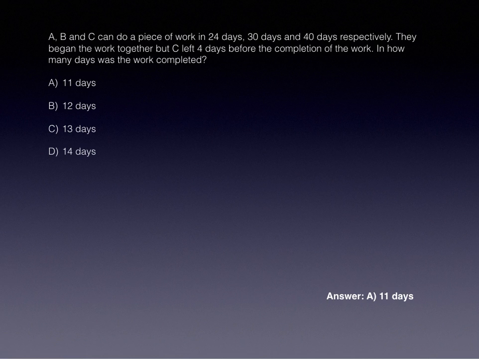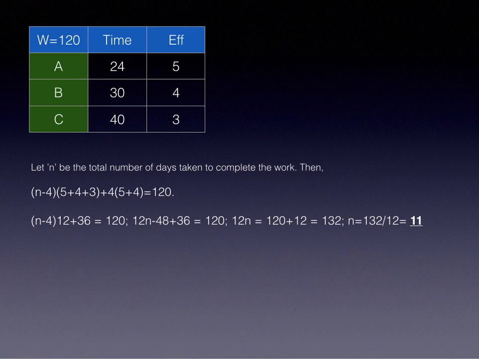A, B, C can do a piece of work in 24, 30 and 40 days. They began the work together, but C left 4 days before the completion of the work. In how many days was the work completed? So the time of A, B and C is given as 24, 30 and 40. Take the LCM, which will be 120. So dividing 120 by 24, we get 5 as the efficiency of A, 120 by 30, 4 as the efficiency of B, and 120 by 40, 3 as the efficiency of C.